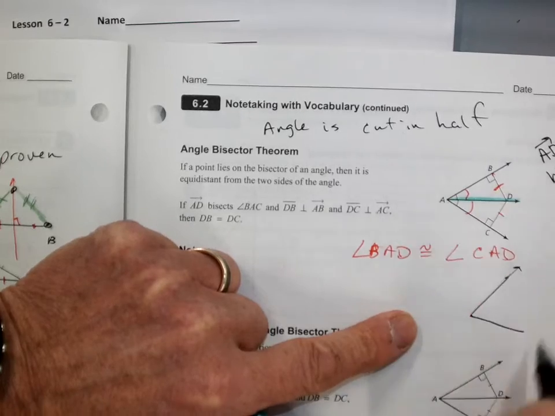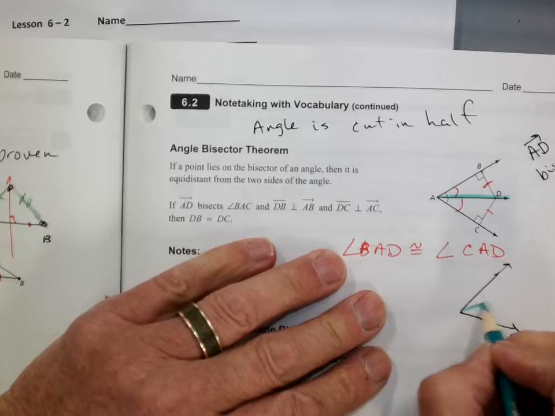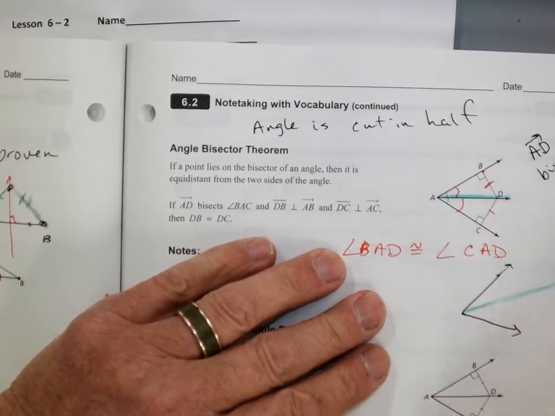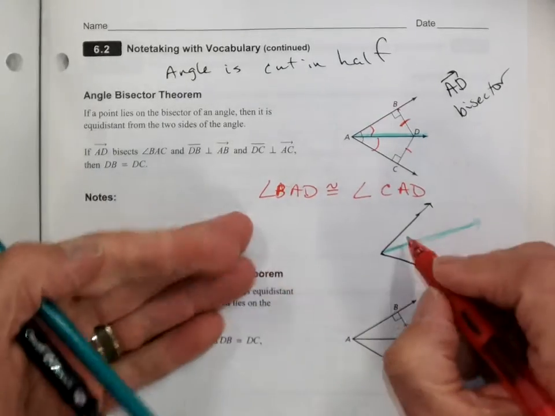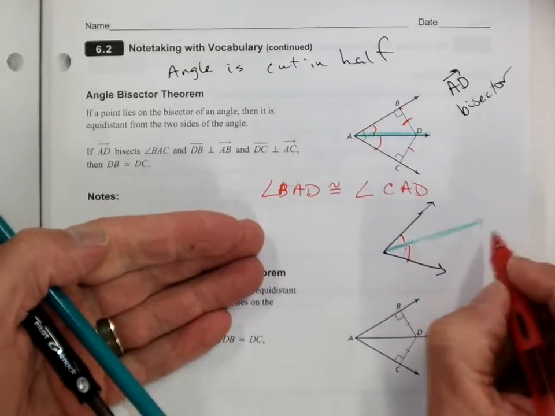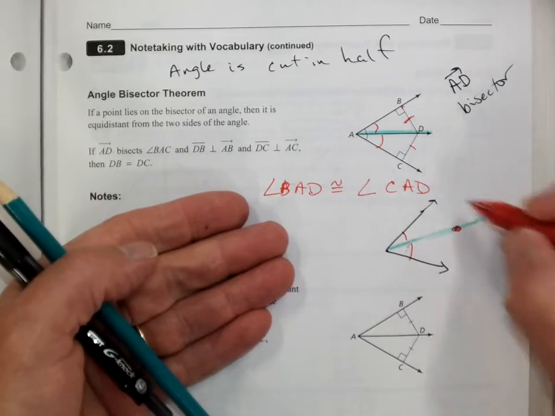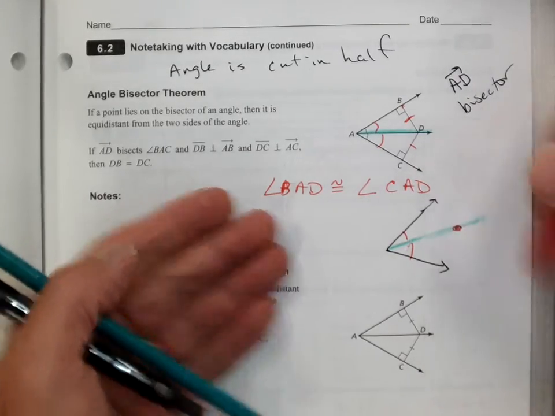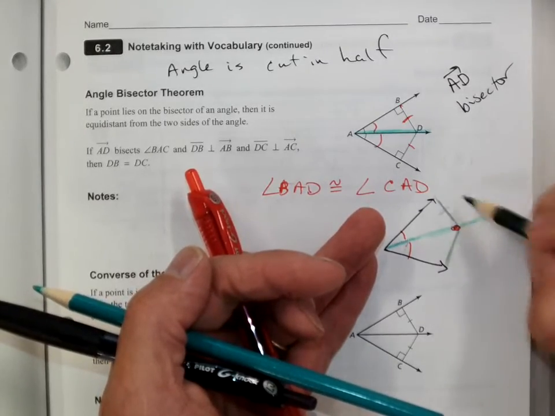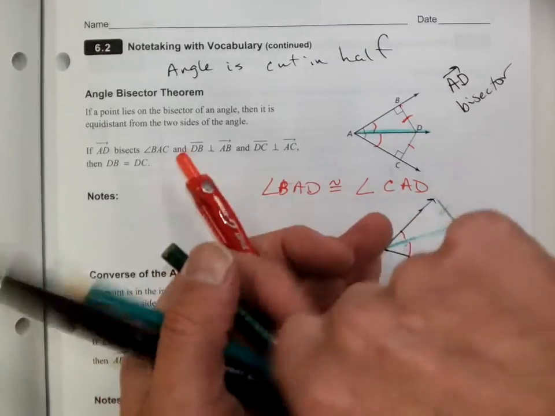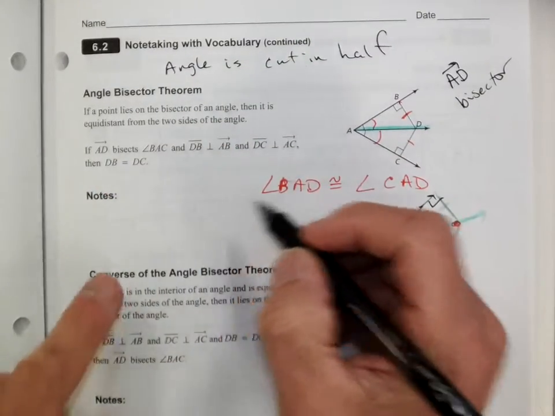Okay, got an angle, right? I cut it in half. That means that this angle is equal to this angle. Then what happens is if you got some point out here that's equal distance to two other points, right? If that's equal to that, then that must be 90 degrees. It's going to be perpendicular. Must be perpendicular, okay?